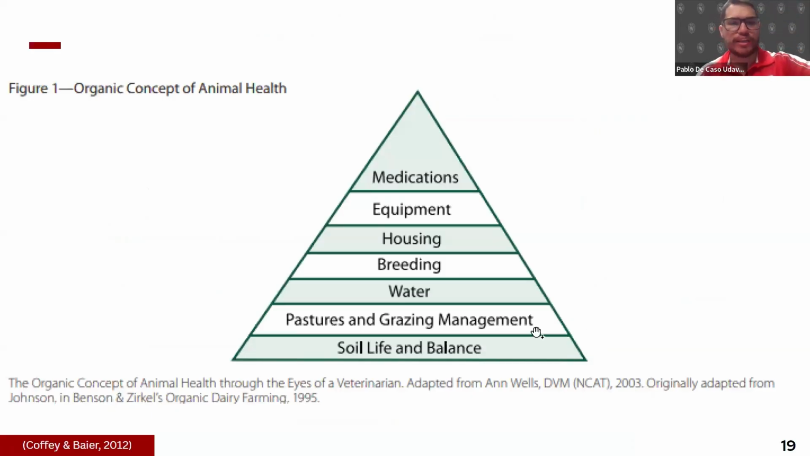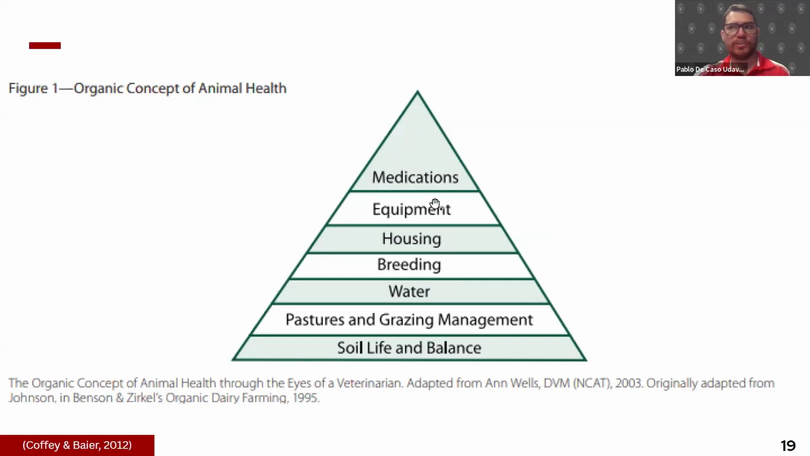And then taking that into mind, it ties pretty well with a concept that was developed about 30 years ago, which is how the organic definition of health was constructed. This was extracted from a book by Benson and Circles, Organic Dairy Farming, which describes the priorities on which organic health for animals is based. At the base, we see the soil life and balance, and in second place, the pastures and grazing management comes as something very important. Water management is also really important, as are breeding, housing, and equipment.